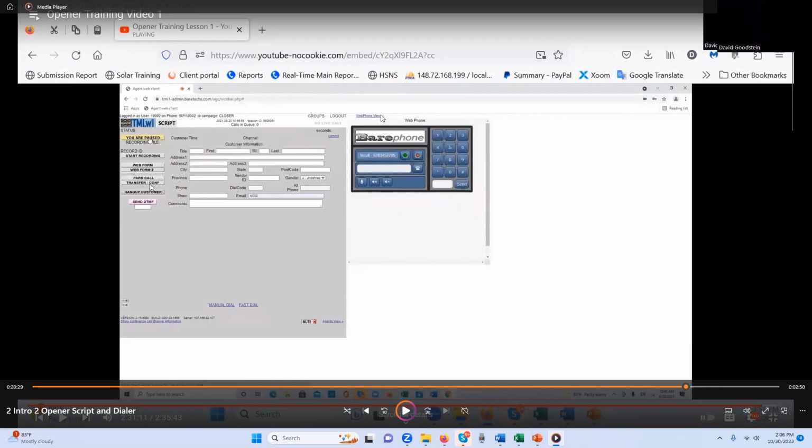And if you set the appointment, you're going to hit Webform. And all the information that's in the dialer that you just changed is going to populate into the web form. And we'll get to that in just a minute.